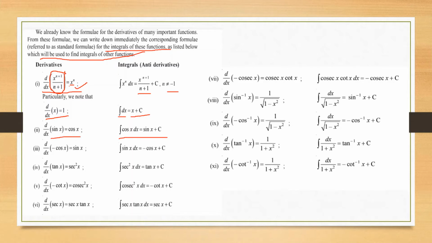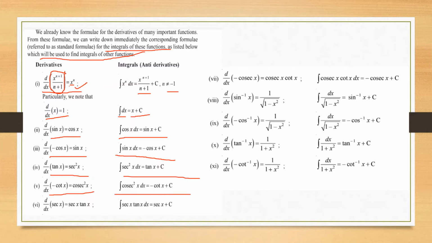d/dx of minus cos x is sin x, that means integral of sin x is minus cos x plus c. Be careful with the sign. Okay, d/dx of sin x will be cos x, so integral of cos x is sin x plus c. d/dx of tan x is secant square x, so integral of secant square x is tan x plus c. d/dx of minus cot x is cosecant square x, so cosecant square x integral is minus cot x plus c.